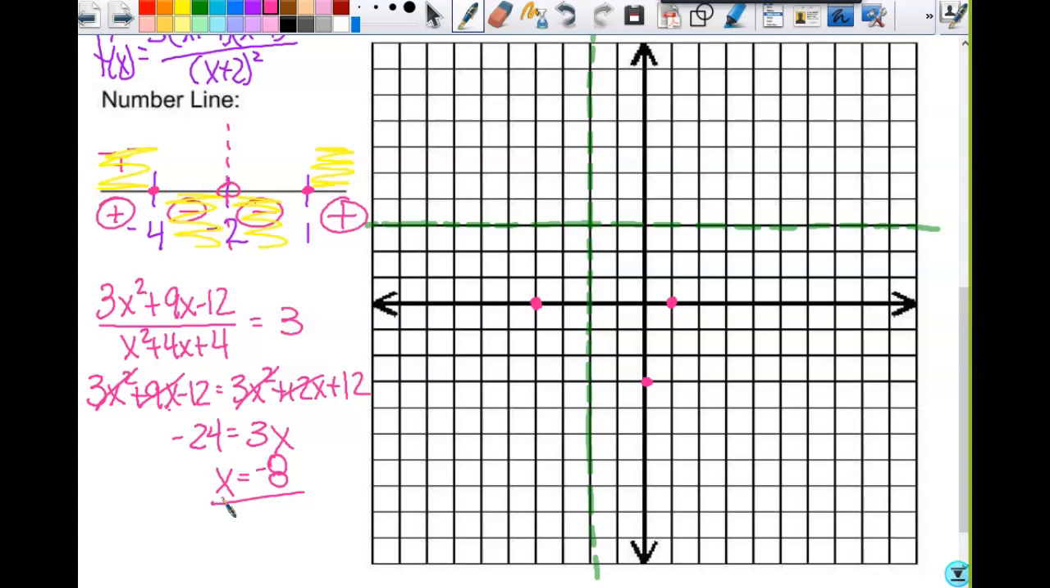So I do cross the asymptote. Cross the asymptote when the x value is negative 8. So I can go to negative 8, 3. There's where I intersect it.